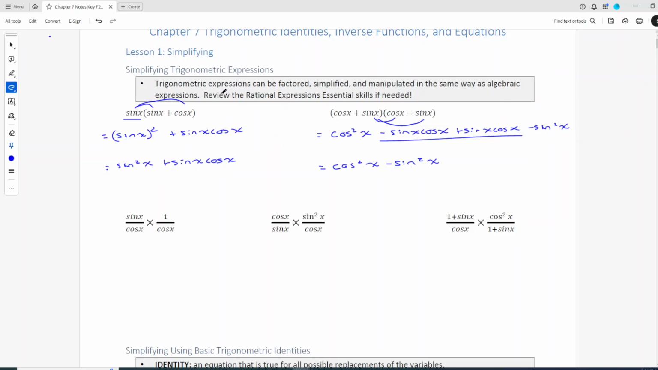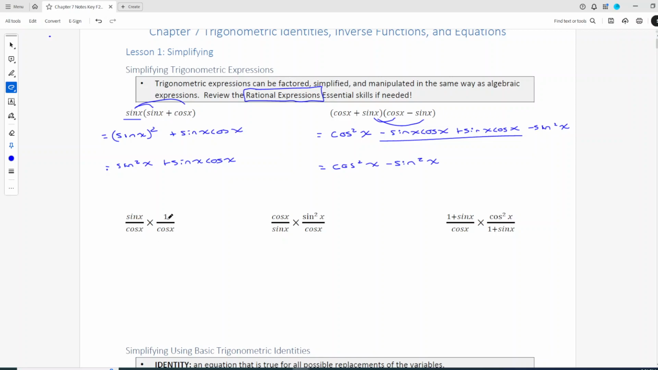I will say that if rational expressions are not your strong suit, I would go back and review the rational expressions essential skills if you need it. Those quizzes are multi-chances. You get 100% no matter what, as long as you keep going until you get the right answer. And they could just be a good way to refresh those skills, because I find for this stuff, it's not the new things that'll get you, it's your rational expression skills.